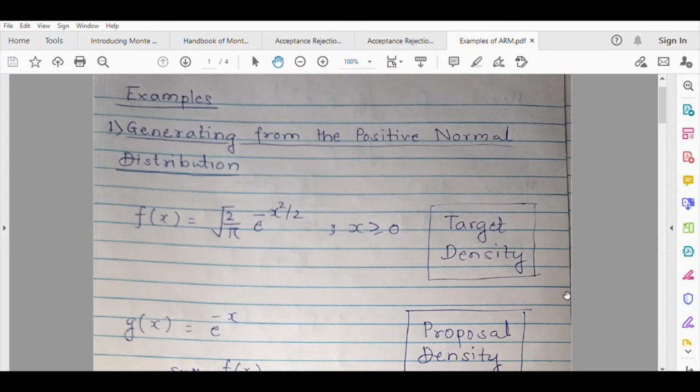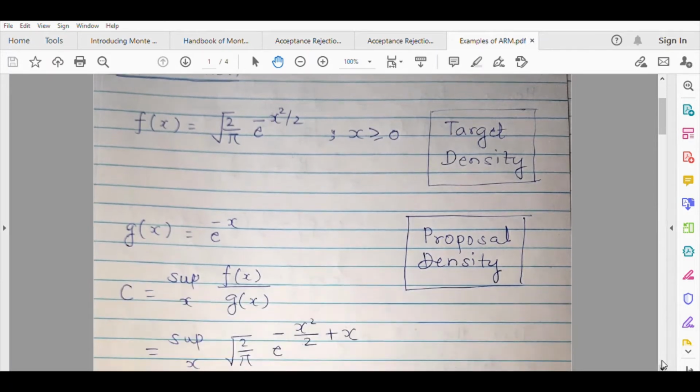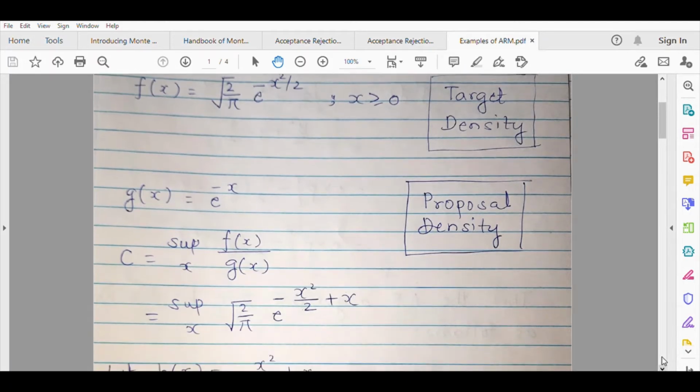So the first step is to find the constant C. The constant C is the supremum over x of f(x) by g(x). Here the supremum is over x greater than or equal to 0. So this is root 2 by pi e raised to minus x square by 2 plus x. So we need to find this supremum.